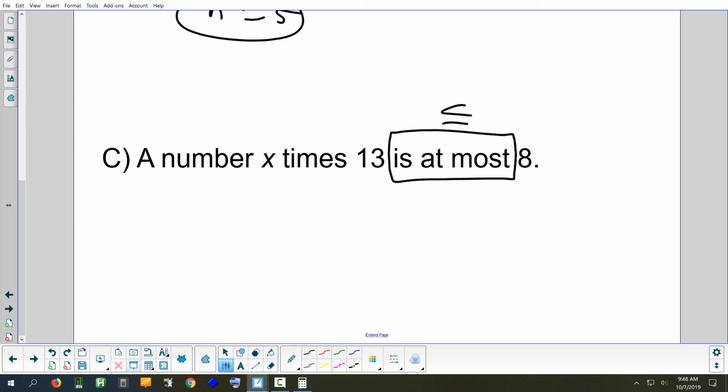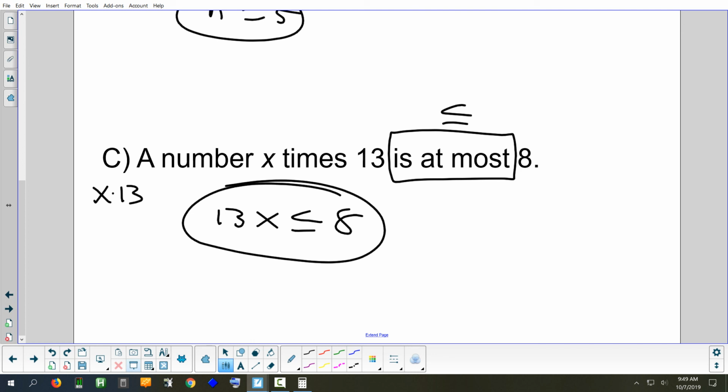Okay. How about, let's see, James, what's going to go on the left side of this? What are we going to put here? A number x times 13. How would you write that? x times 13, yeah, you could do it like that. Or what else could you do? 13x. Yeah, we could put 13x. Why do we put 13x? We just usually put the number in front of the letter. But you're not wrong if you do it this way. That's fine. So number times 13 is at most, or less than or equal to, what? 8.